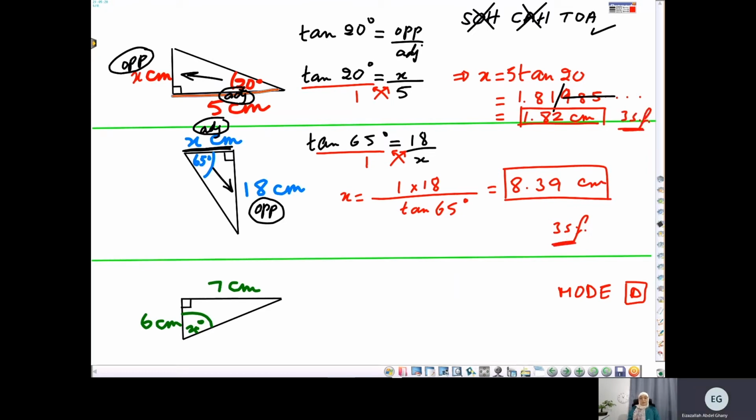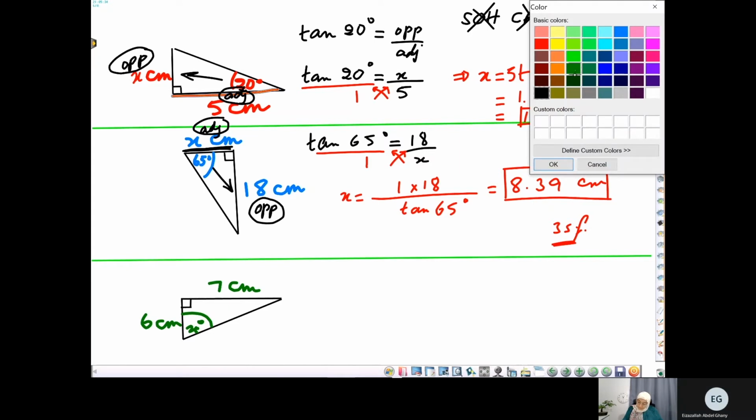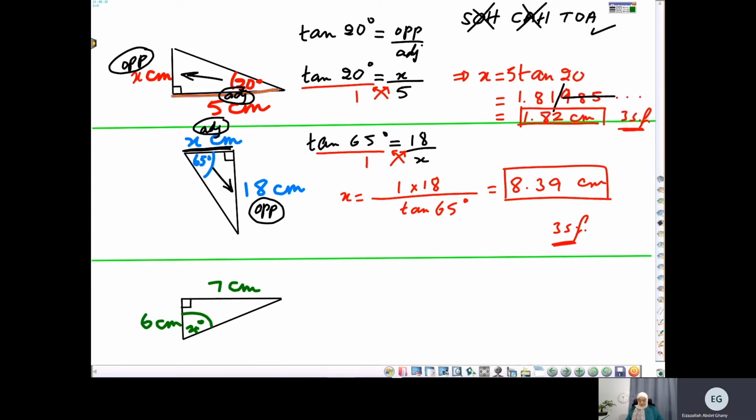In the next question, we need to find the angle. So, what is the relation between the given sides and the angle? This side is opposite to the angle. And this side connects the angle to the right angle, so it's the adjacent side. What is the relation? It is TOA. As long as no hypotenuse is mentioned or required, we write tan.